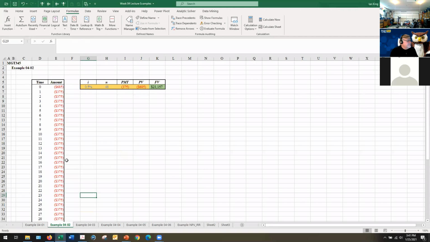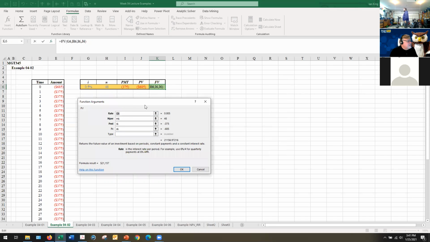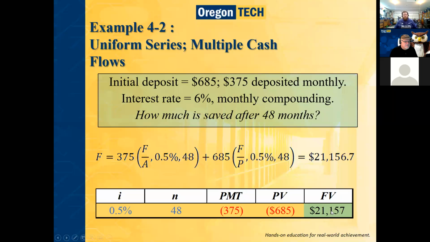I say, okay, I had future value, but you can do it in one step. I've got a present value of $685, payments of $375. My number of periods is 48. My rate is 0.5%. You just showed how to get those. So in one step in Excel, I get that 21,157. That is the same as that 21,157.